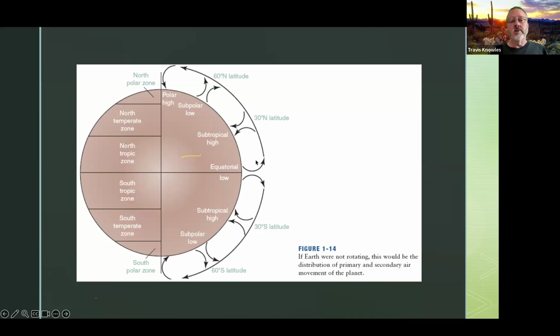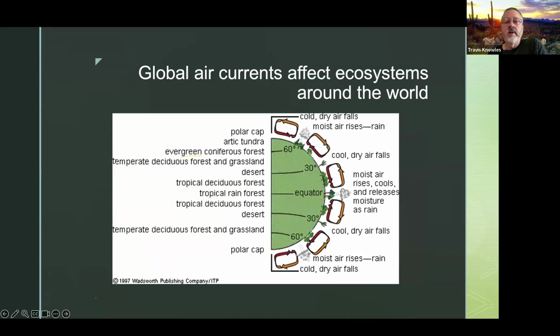So these circulation patterns you see here are the Hadley cells that I told you about in the previous slide. I named them in a previous slide. And this is exactly the way this would look if the Earth wasn't rotating. But the Earth does rotate. I'll show you what that looks like in a minute. Here's another map of the same thing of the globe.